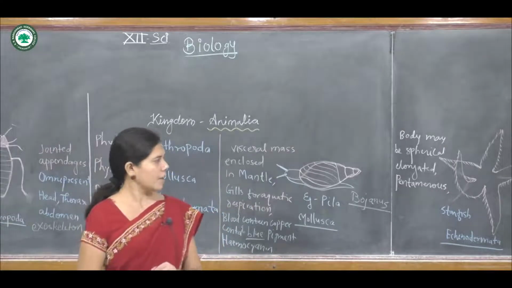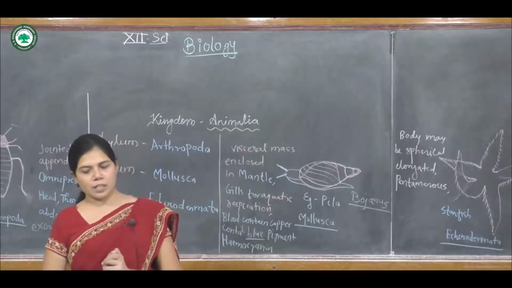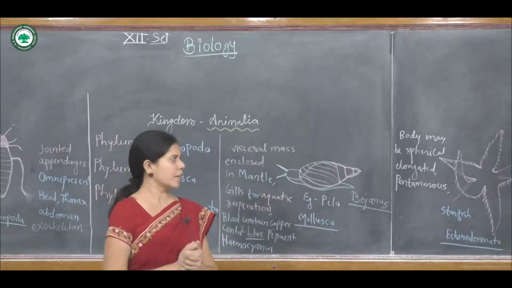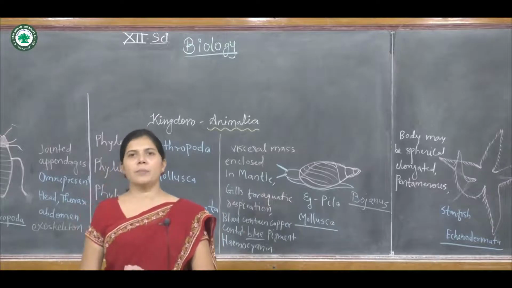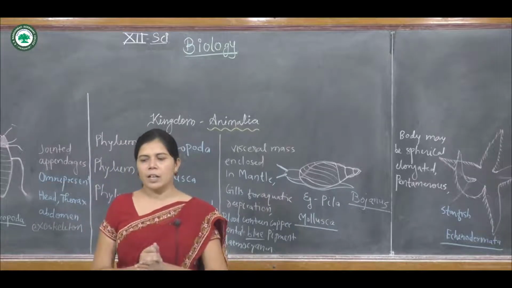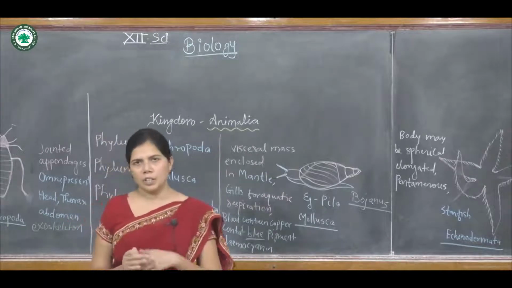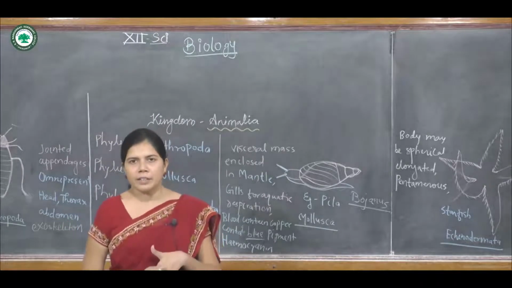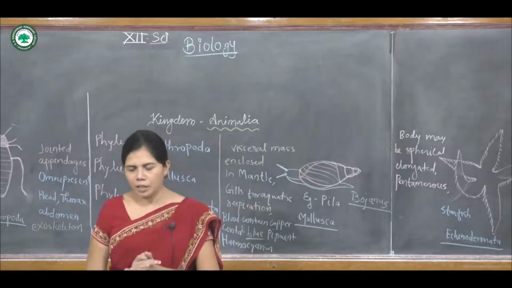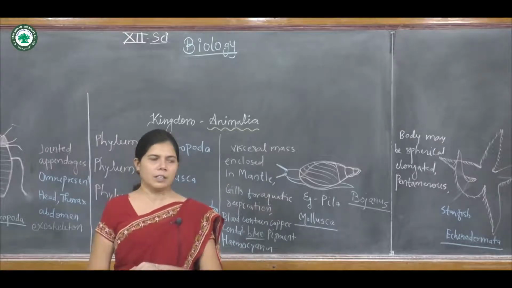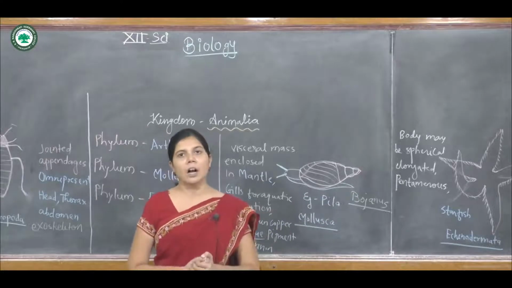The body may be spherical. It is made up of calcareous ossicles. The spines are present on the body, and that's why the name is Echinodermata. The body is without division, means there is no division into head, thorax or abdomen, but the body has two sides. One is the oral side and the other is the aboral side.